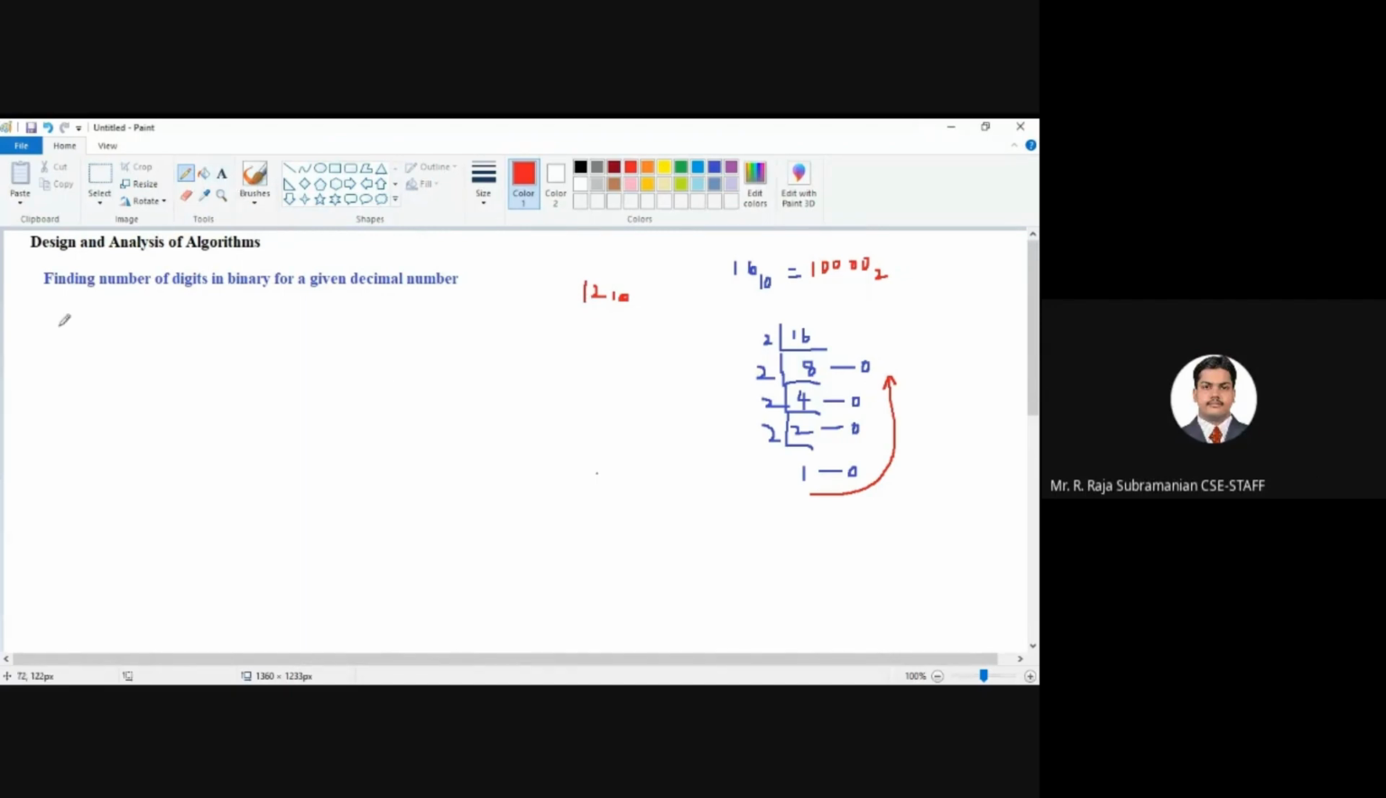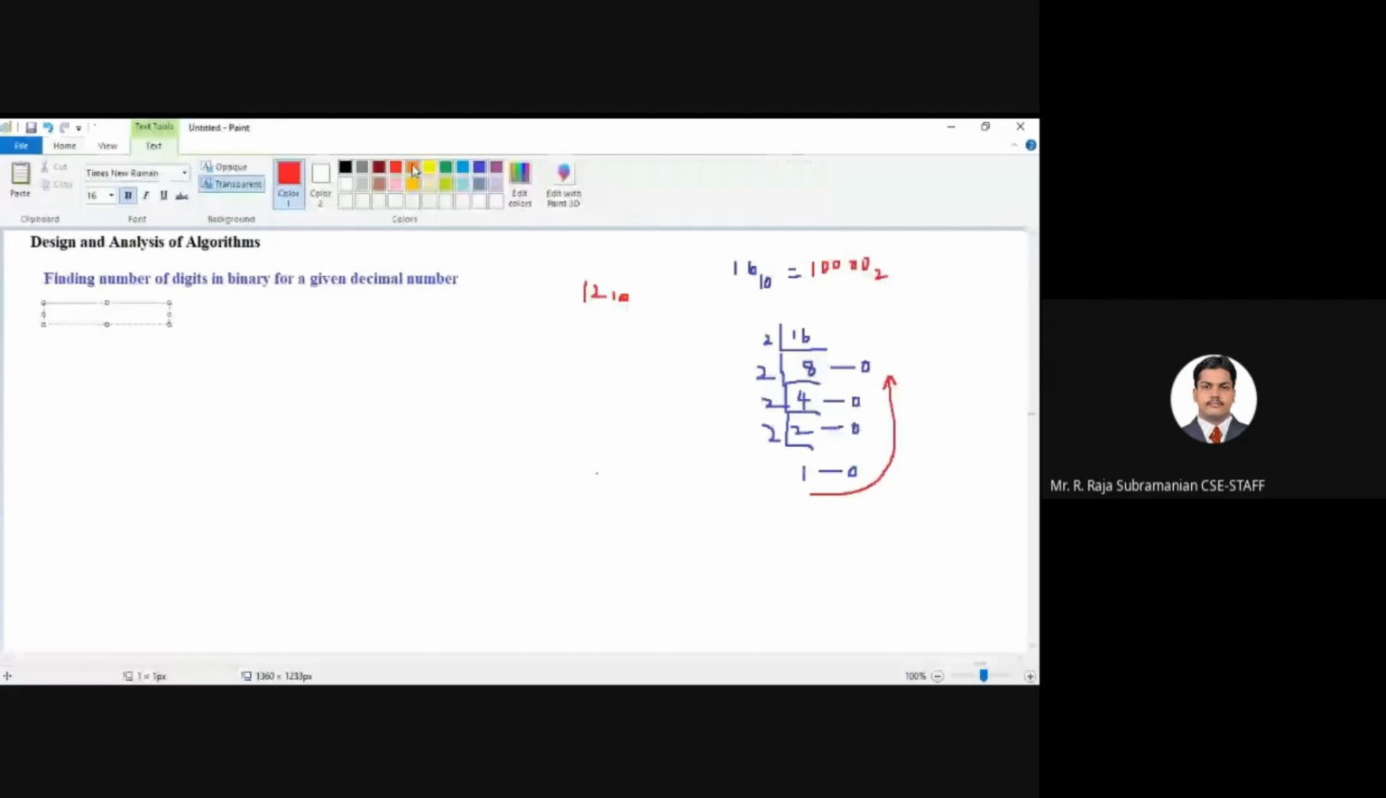Now, can you tell me how to write an algorithm for this? Yes, I write the algorithm BinDigits, meaning binary digits. And what will be the input for this? Shall I give a number n? Yes, a number n.